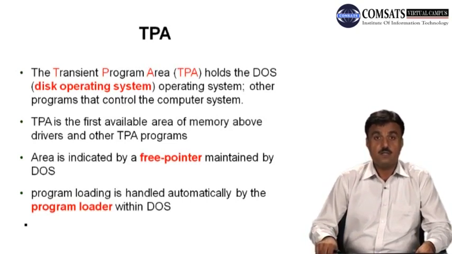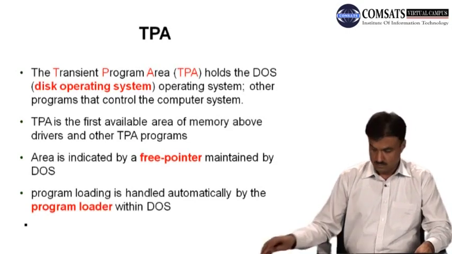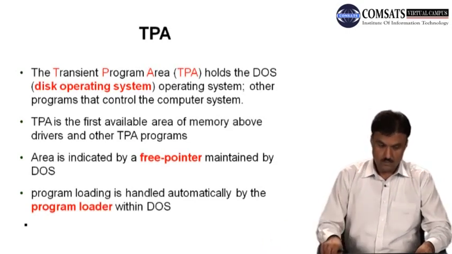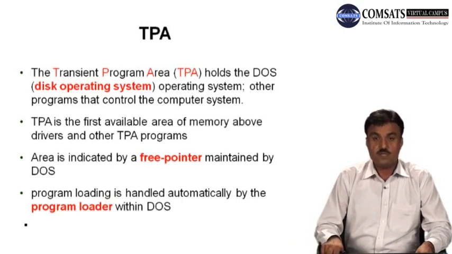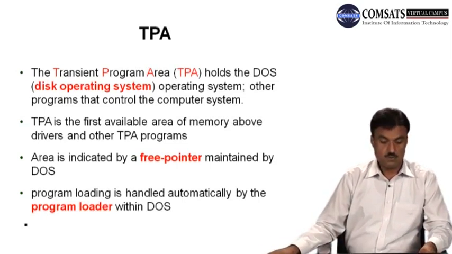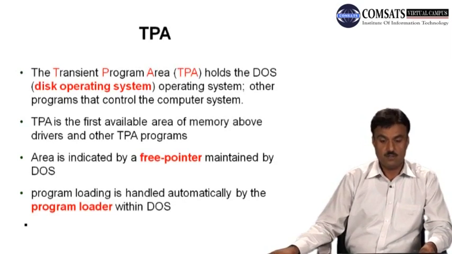So the TPA is the first available area of memory above drivers and other transient program area programs. And this area is indicated by the free pointer maintained by DOS. So there is no way you can access this. This area is reserved for the operating system, DOS. The program loading is handled automatically by the program loader within DOS. So whatever program you are loading is maintained by DOS. It's used by the program loader, which is part of DOS.